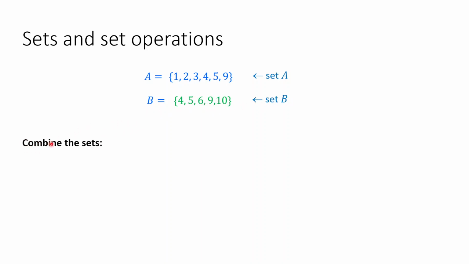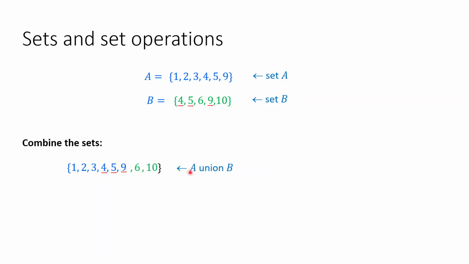Next I am combining the two sets. That is, I am putting together all the elements of these two sets. These are the elements of set A. Now add these elements. This 4 is already here, so don't repeat. 5 is already here. 6 is not here, so add 6. This 9 is already here. This 10 is not here, so put the 10.